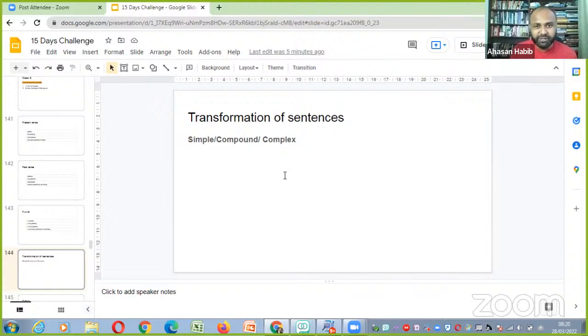So transformation of sentences: we're going to transform one sentence into different sentences, and there are simple, compound, and complex. Type in the chat box the 3 types of sentences: simple, compound, and complex. Now I'd like to share a story. So please type in the chat box very quickly: simple, compound, and complex.